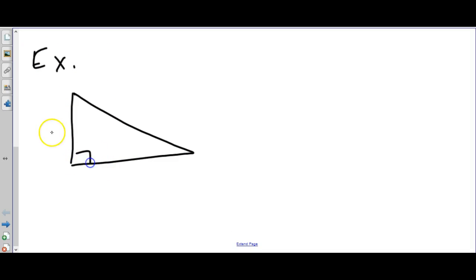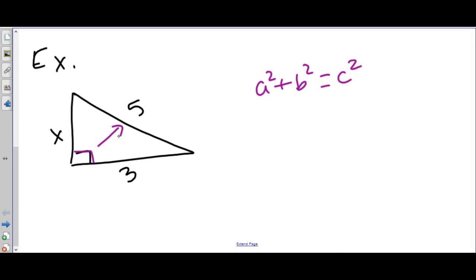So let's do an example. Say we have this triangle, legs 3 and x, hypotenuse of 5. We know it's a right triangle from that symbol here. That little piece of a square tells us this is a right angle, making this a right triangle. So our formula said a squared plus b squared equals c squared. C must always be the hypotenuse. It must be the side across from the right angle. So we know c is 5.